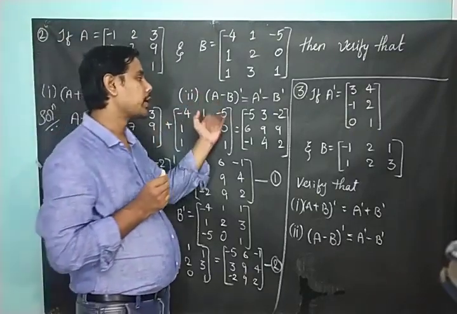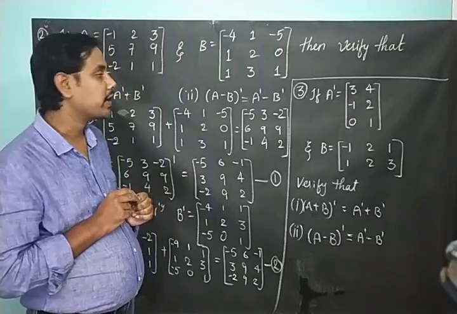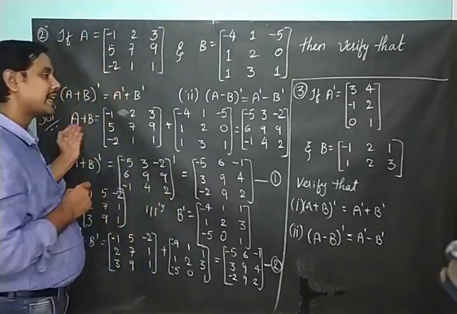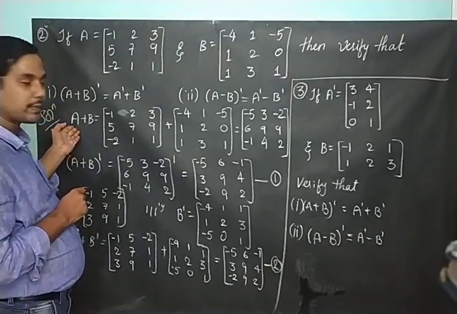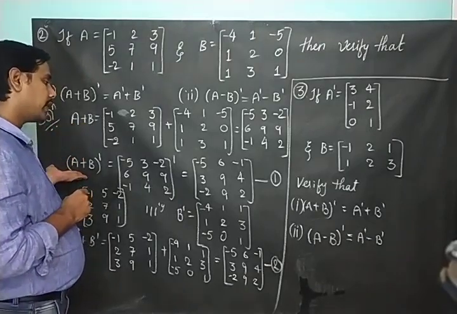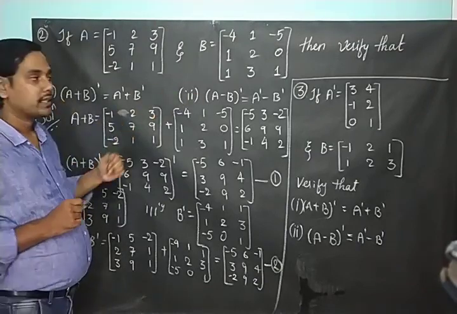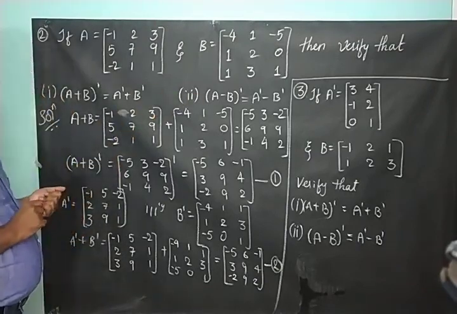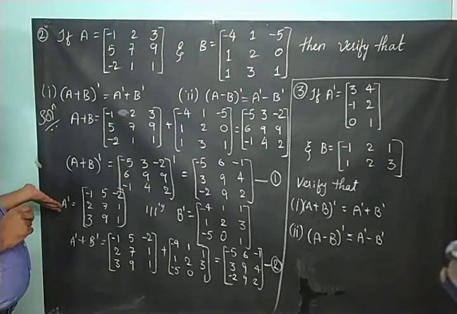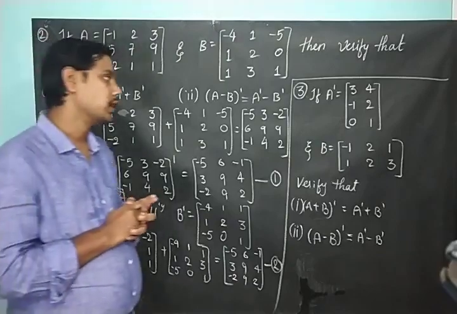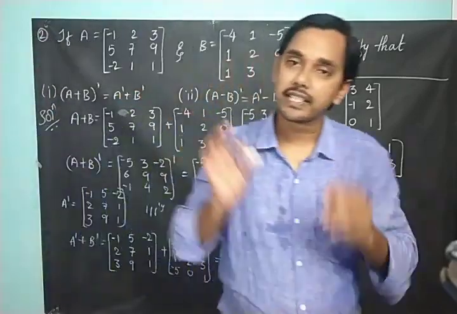In the same way, you can try for (A minus B) whole dash, which will be equal to A dash minus B dash. First you should find A minus B, as we found A plus B here. Then take the transpose, and you will get (A minus B) transpose. That will be the LHS part. Then for A dash minus B dash, find A dash separately and B dash separately, then take the difference. Once you get A dash minus B dash, mark that as equation 2.